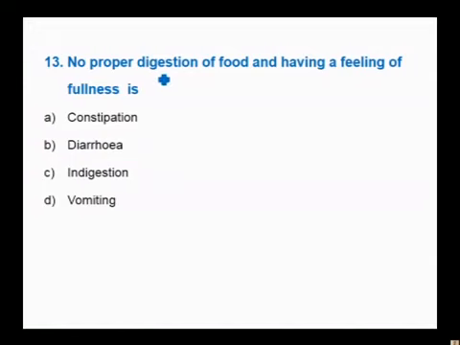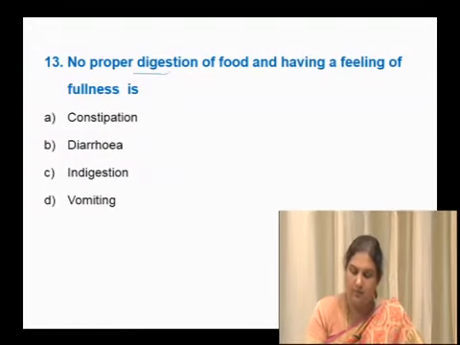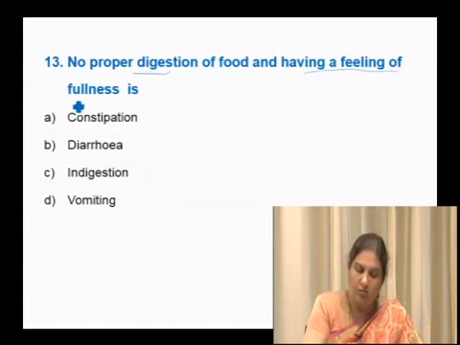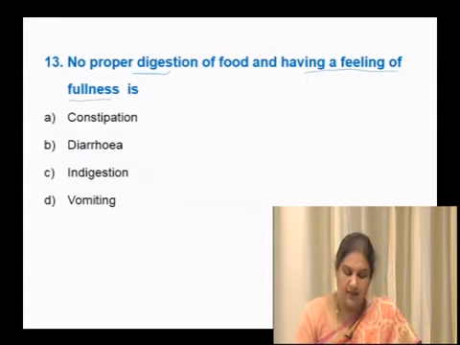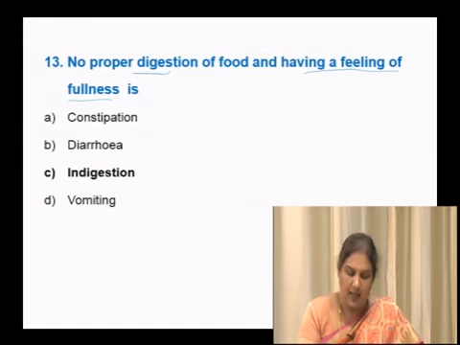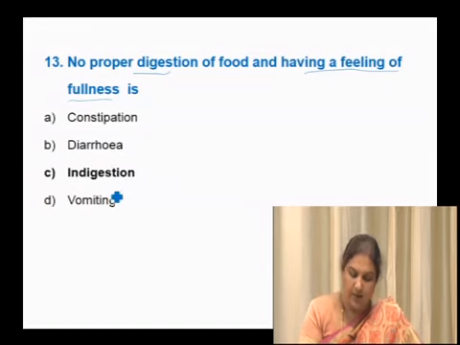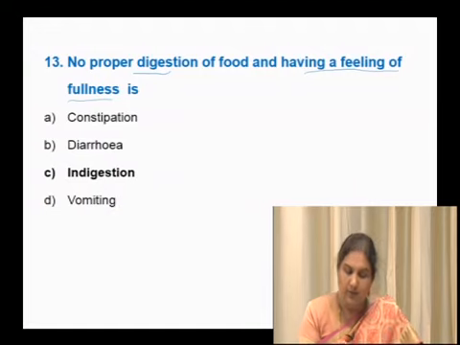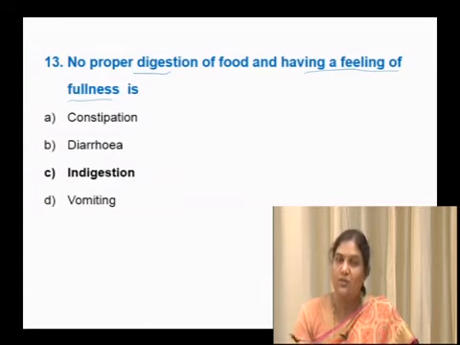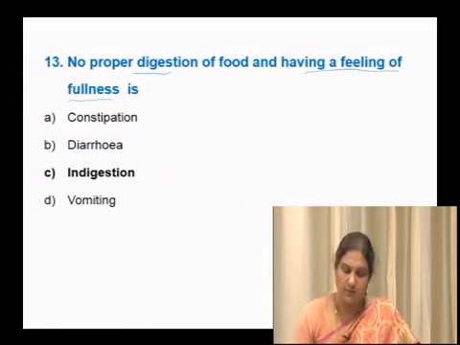Next question. No proper digestion of food and having a feeling of fullness is a symptom of indigestion. I have explained what it is. So, overfeeding without providing proper time for the digestion of the food leads to indigestion.